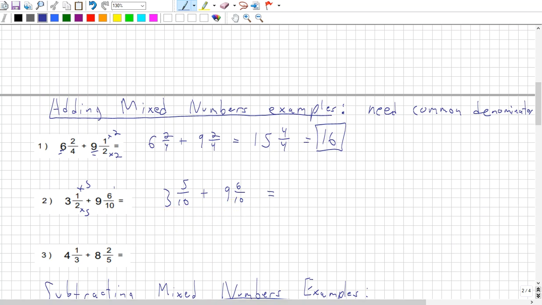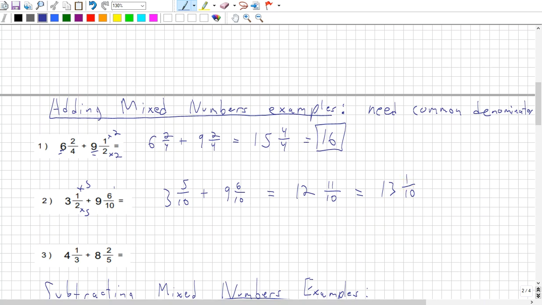So again, you can add the whole numbers together. 3 plus 9 is 12. And with the fractions, you just add the tops. So 5 plus 6 is 11 over 10. And 11 over 10 is an improper fraction, so I can reduce that. I say, how many times does 10 go into 11? Once. So 11 over 10 would become 1. And how much is left over? 1 out of 10. And this 1 here would add to the 12 to make it 13. So I'd actually end up with 13 and 1 over 10.